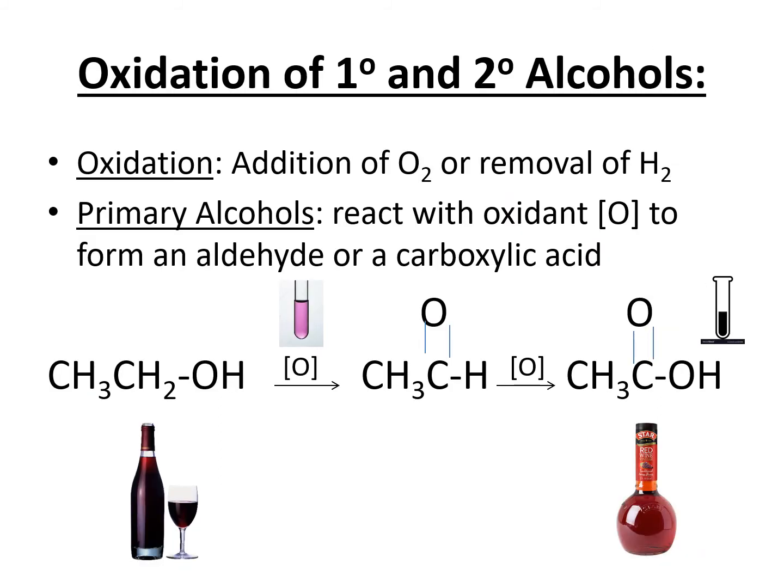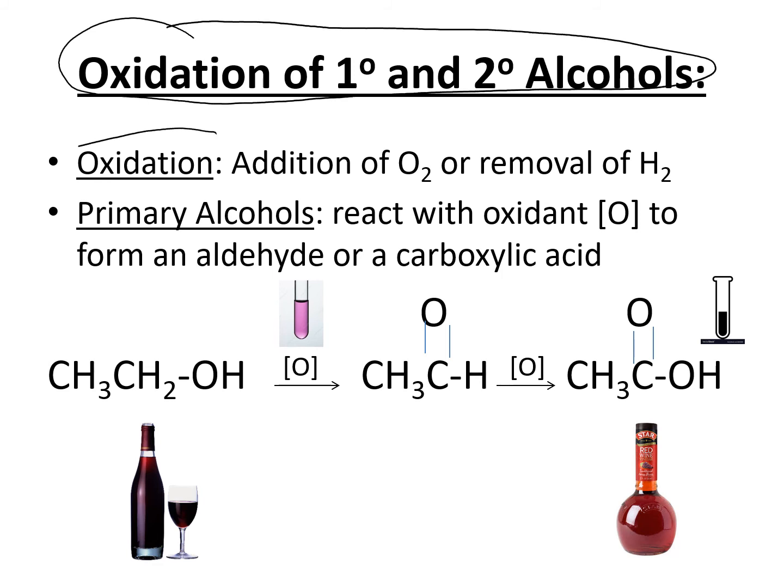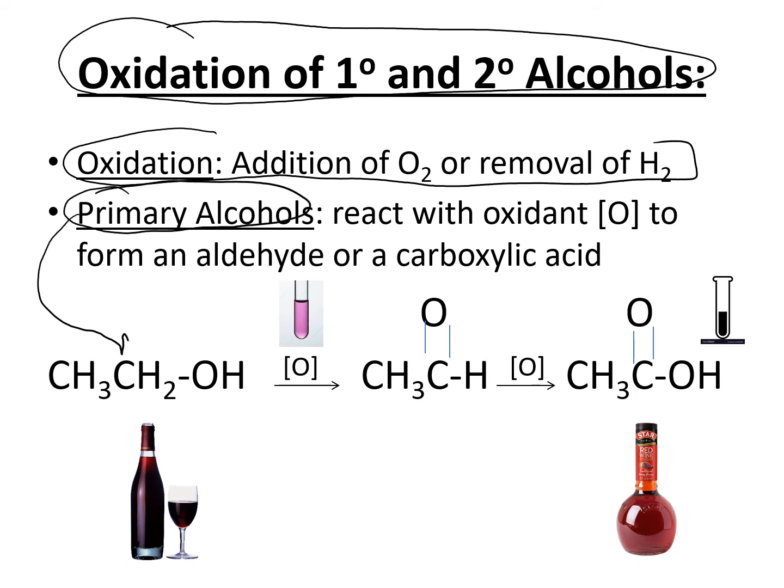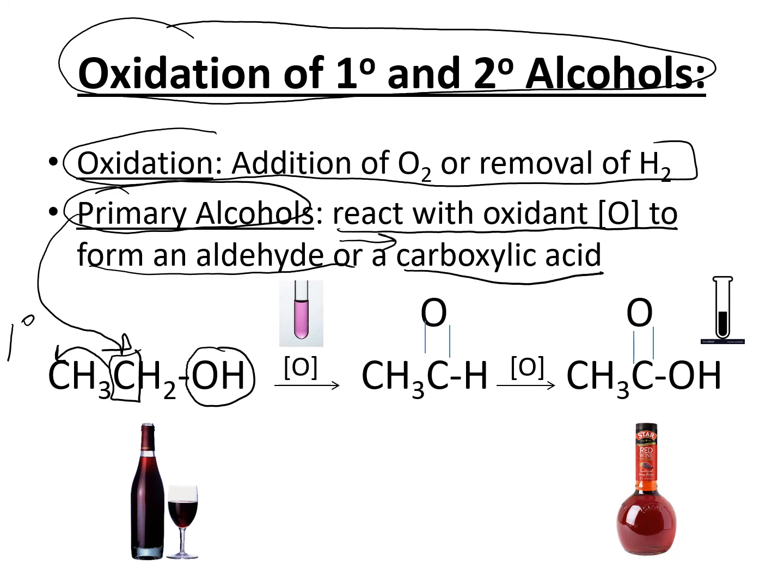We are going to learn how to do oxidation reactions of primary and secondary alcohols. Oxidation is the addition of oxygen or removal of hydrogen. Primary alcohols are alcohols where we have a carbon that's attached to a hydroxyl group, and that carbon is directly bonded to only one other carbon. That makes it a primary alcohol. Primary alcohols will react with an oxidant to form an aldehyde. That aldehyde will be oxidized to form a carboxylic acid.